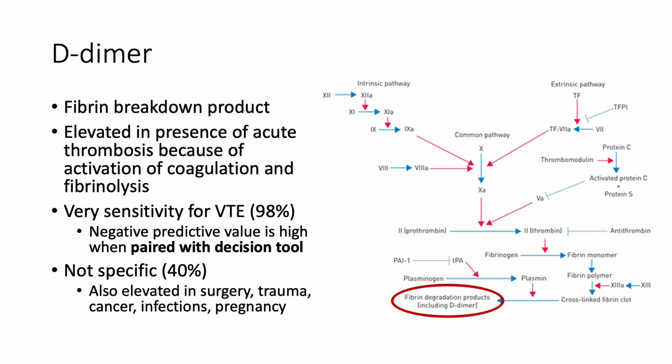So it's very sensitive for pulmonary embolism, like 98% sensitive. And it has a pretty good negative predictive value when you pair it with a decision tool. But it's not very specific because it can be elevated for a lot of reasons: surgery, trauma, cancer, infections, pregnancy. So a lot of patients in the hospital are going to have a positive D-dimer and not have a blood clot.